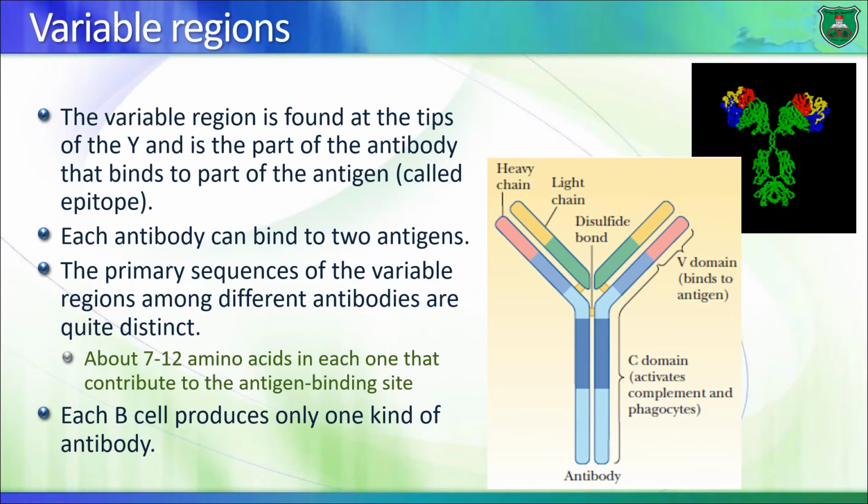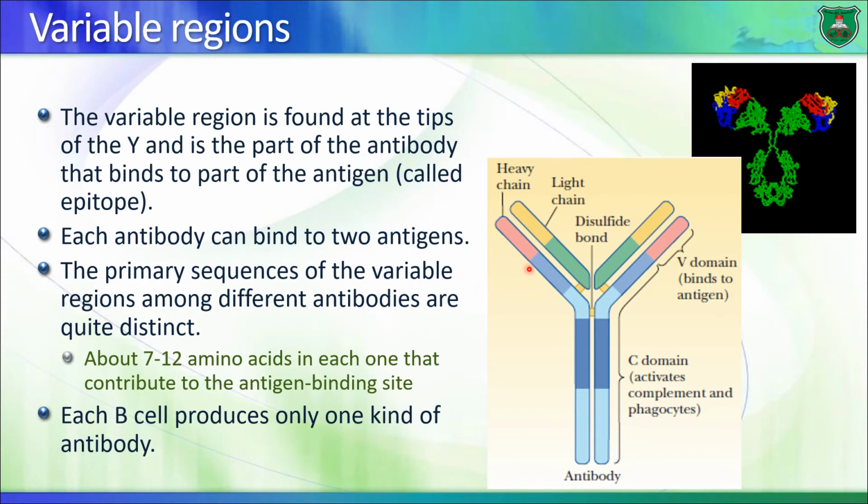So let's look into the variable region now, because this is the most important part of the antibody. The variable region is found at the tip of the Y shape of the immunoglobulin. It's the colored regions here in this rotating immunoglobulin. Now, the part that binds to the antigen is also known as the epitope. So the variable region contains the epitope, which is the antigen binding site.